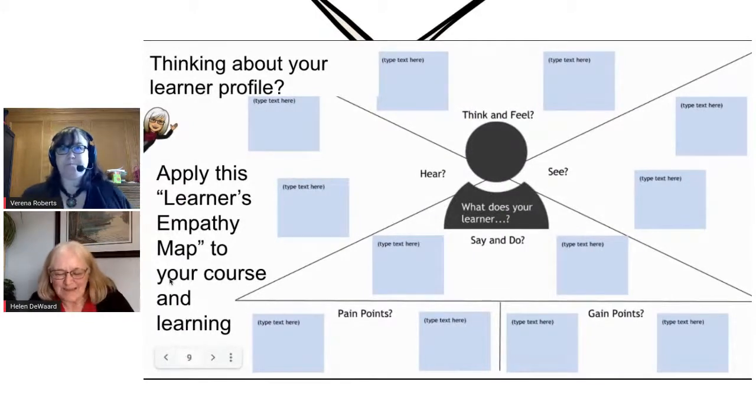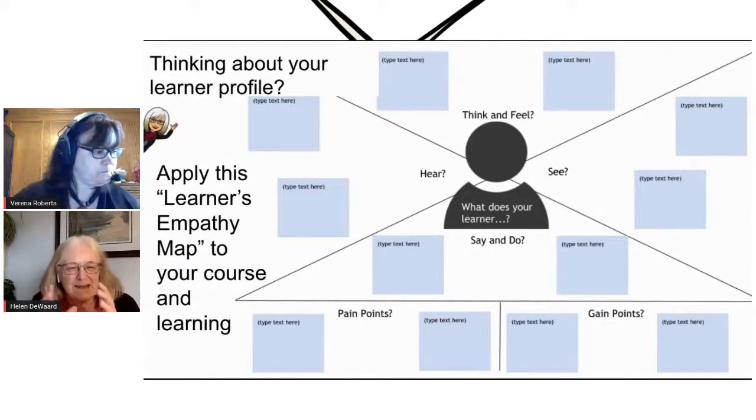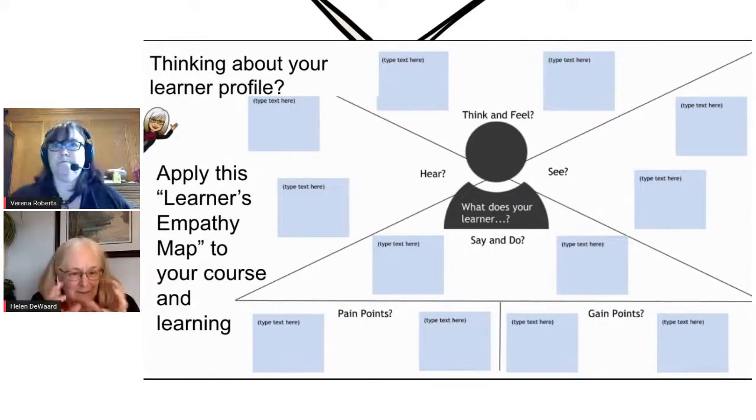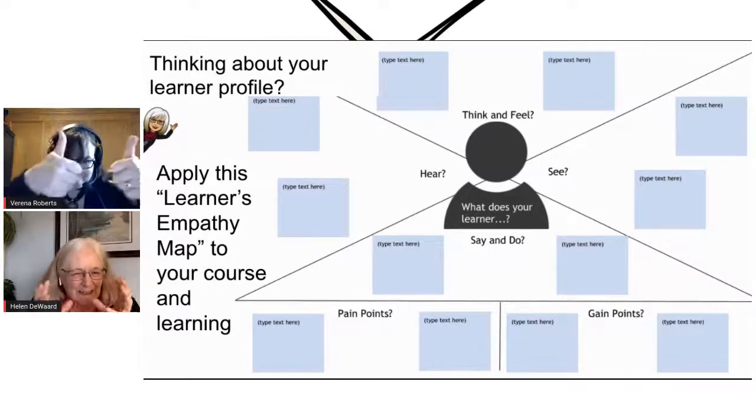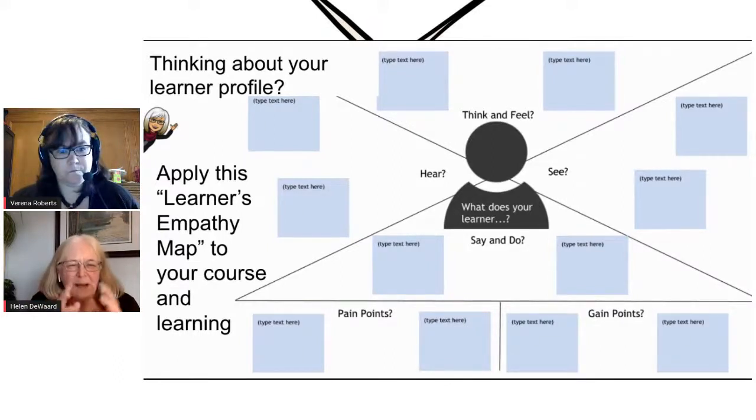And that brings us to the application practice that I believe both Verena and I have used, this empathy map, as we intentionally begin to design a course, or as we intentionally review and reflect on how the course worked. And applying this empathy map really helps us focus on the learner at the center of it all.